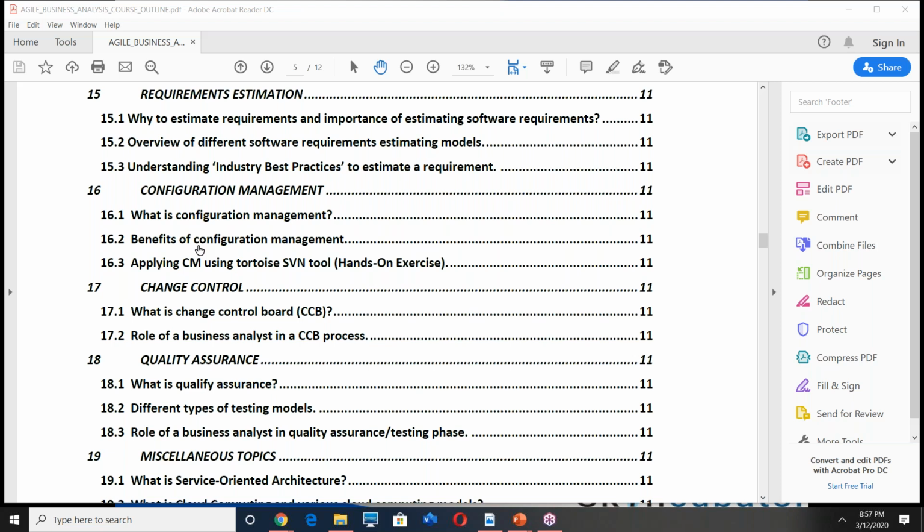Talk about the quality assurance. What is quality assurance or testing? The different types of testing models we have. Again, the role of a business analyst in this domain. And specifically when we talk about the UAT, which is user acceptance testing, we will have to focus more on the UAT than anything else, because a BA will be playing a very key role during the UAT.